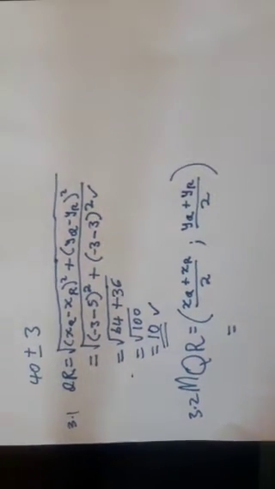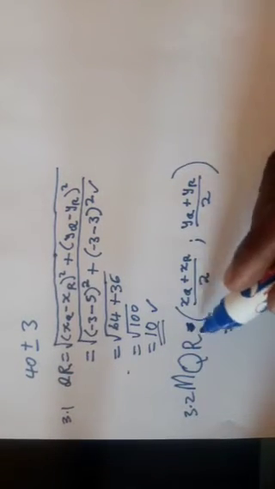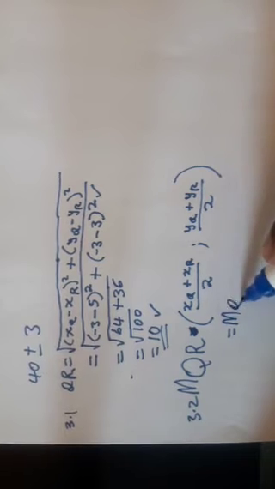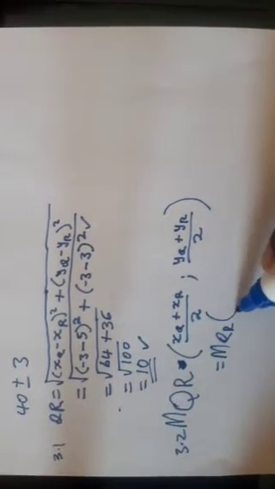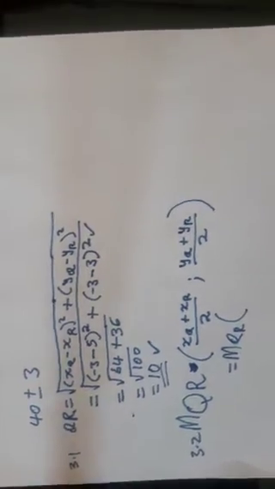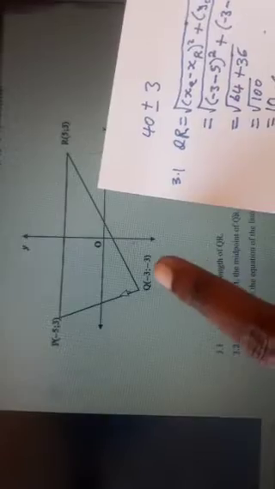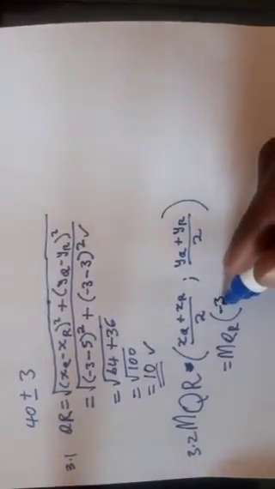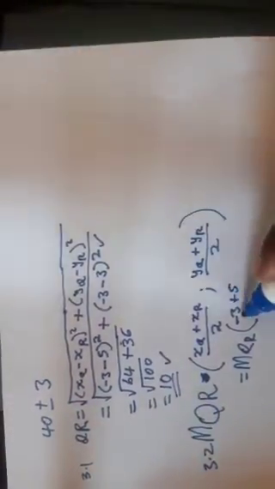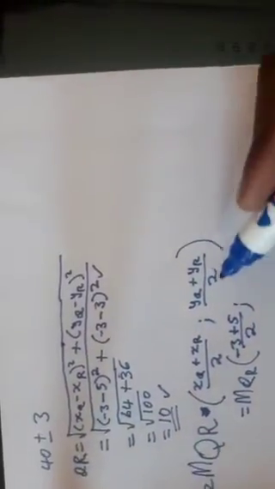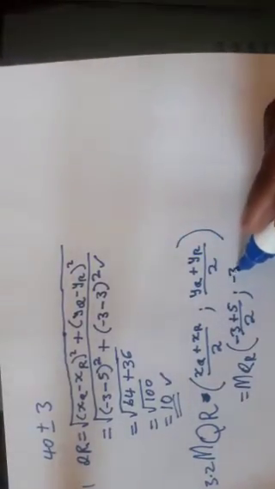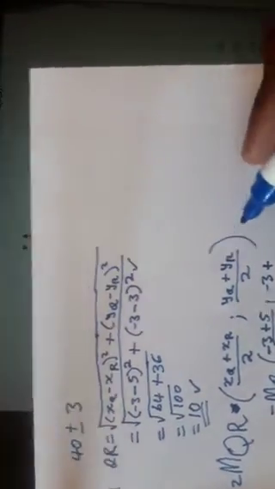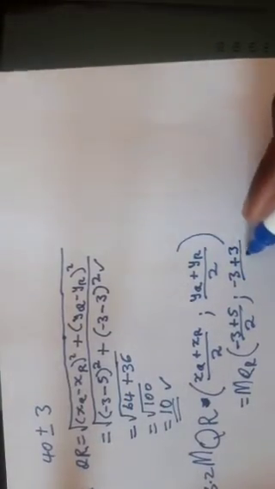So we have the midpoint of QR, and then we open the bracket to substitute. X at Q is minus 3 plus X at R, which is plus 5, over 2, and then Y at Q is minus 3 plus Y at R, which is plus 3, over 2.